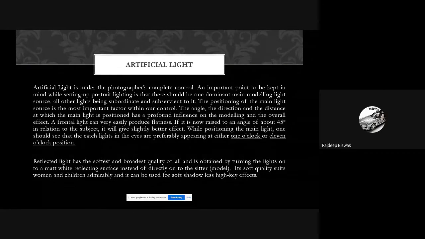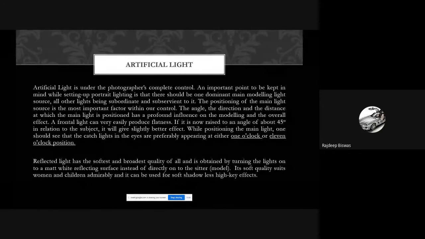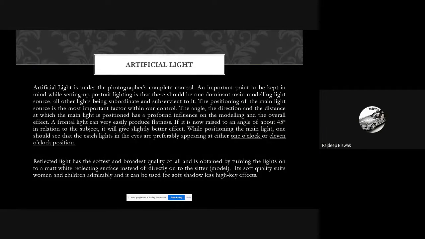Reflected light has the softest and broadest quality of all and is obtained by turning the lights on to a matte white reflecting surface instead of directly on the sitter. Now, this is the practice that I follow. Say the subject is sitting. I have one key light on my right hand side, and the wash light, which I use from the left hand side.